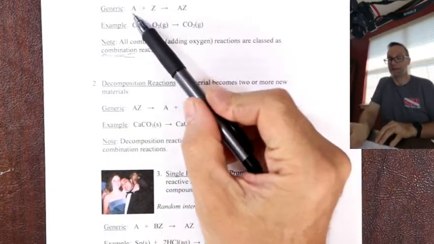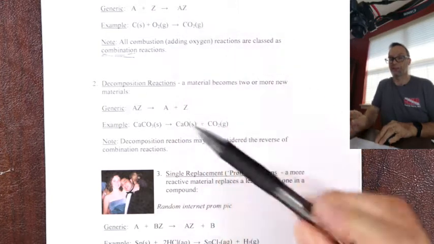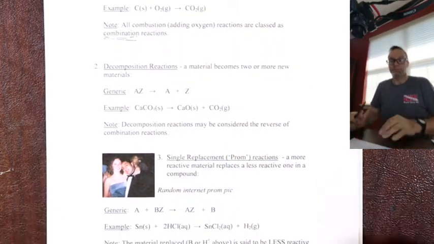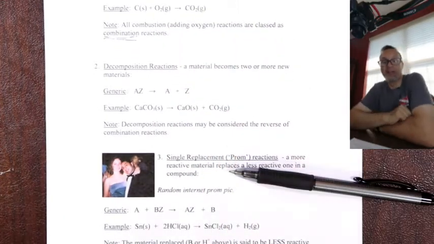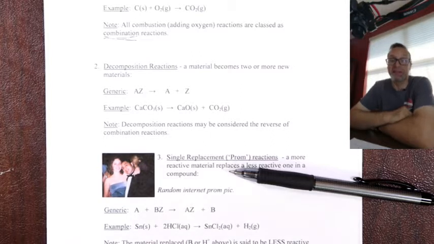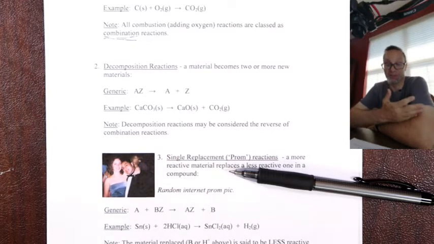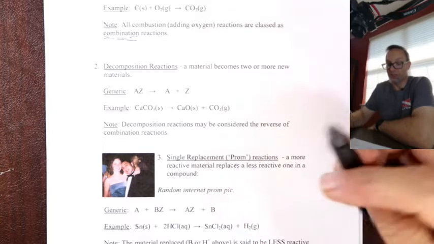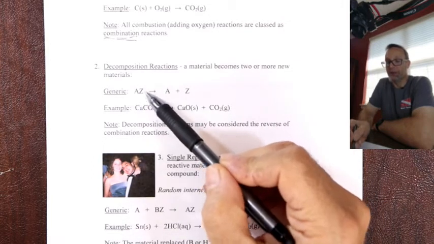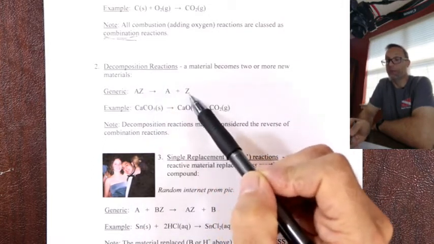Now, there's a generic: A plus Z makes AZ. Two things stick together. Okay. Now, the reverse of a combination, it's not decombination, but it sounds like it. It's decomposition, all right? Now, decomposition is when a large unstable thing falls apart to make more things, okay?